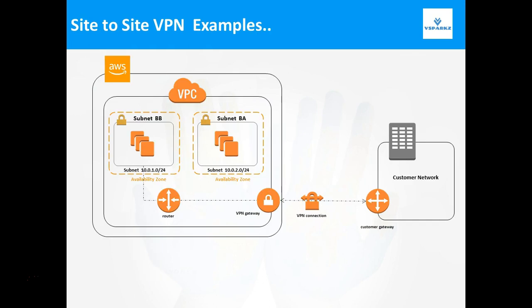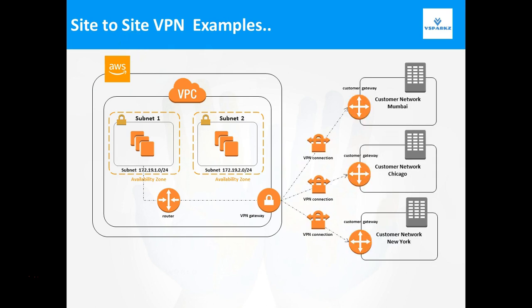This is one of the example architectures of site-to-site VPN, where from an AWS VPC network you are establishing VPN connectivity to your on-premises, I mean the customer network. So this is another example where we are establishing VPN connectivity from an AWS VPC network to multiple site locations of your organization.